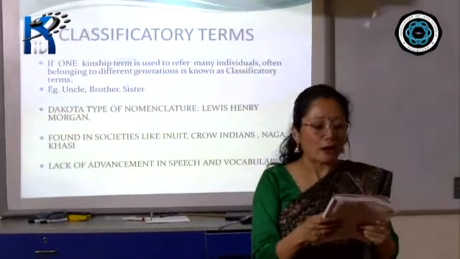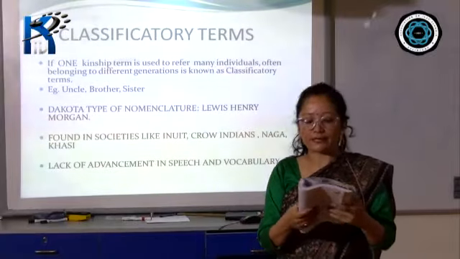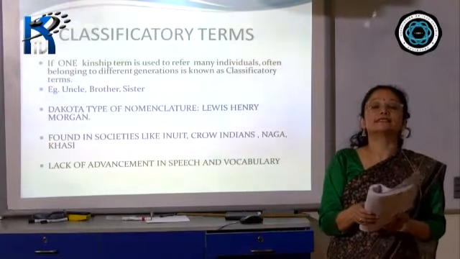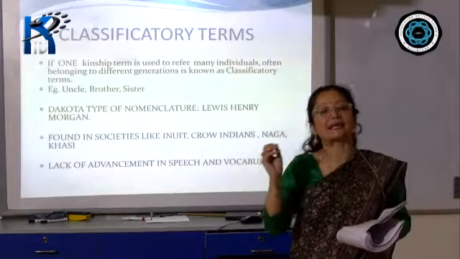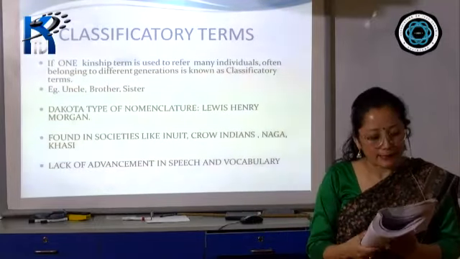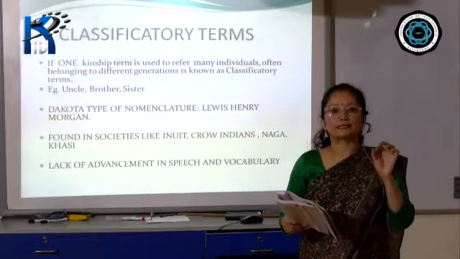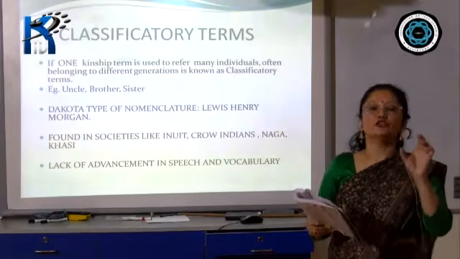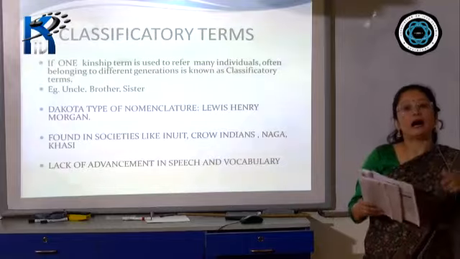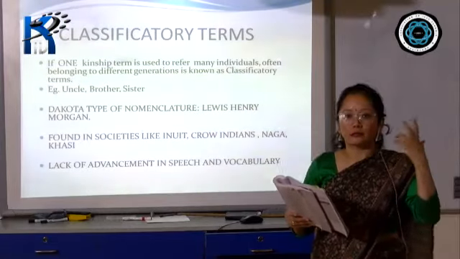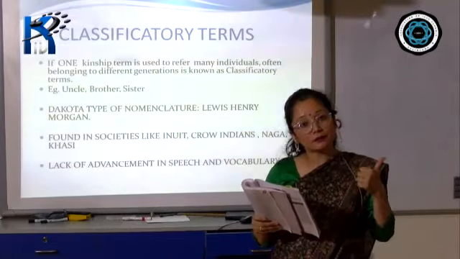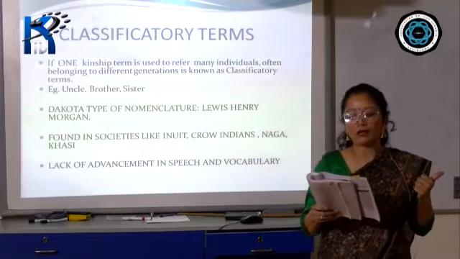Now we consider some examples of classificatory kinship system. The Sema Naga. Sema is a clan, Naga is a tribe. The Sema Nagas use the term Aja. So let's learn a little bit of Naga. They use the term Aja. Aja means, now just visualize, mother is referred to as Aja.